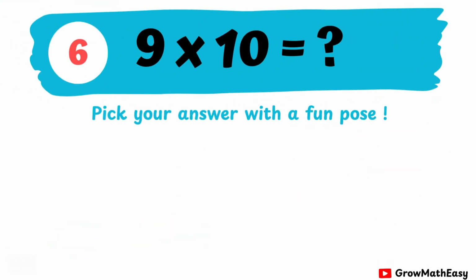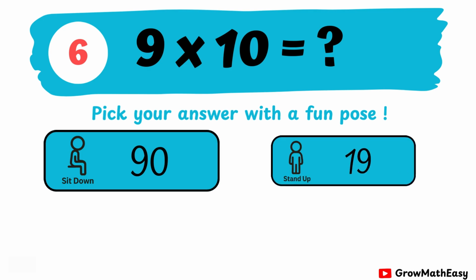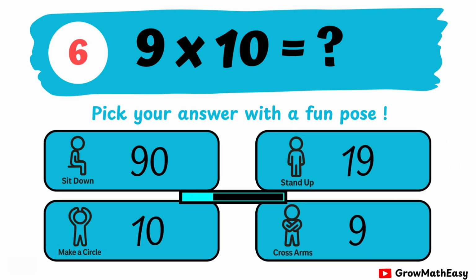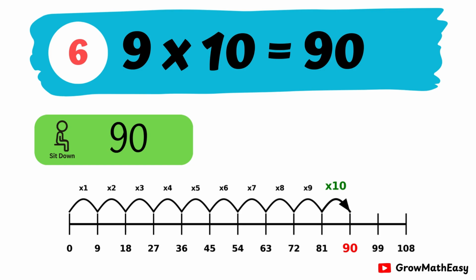What is 9 times 10? 90. Sit down. 9 times 10 is 90. You can see the multiples of 9 on the number line.